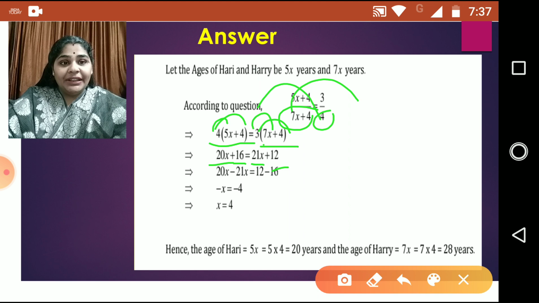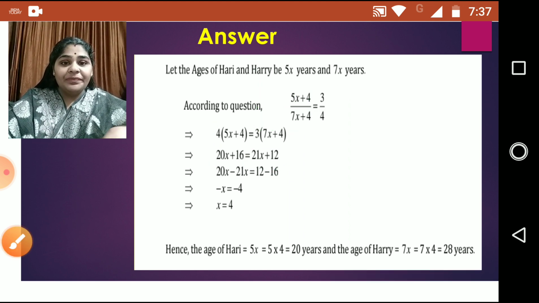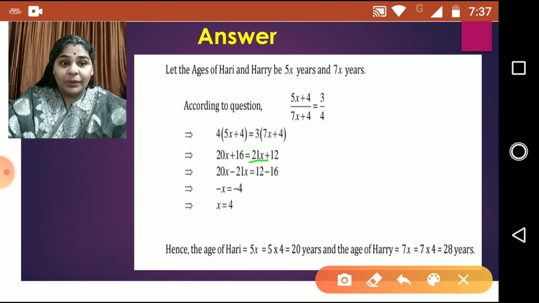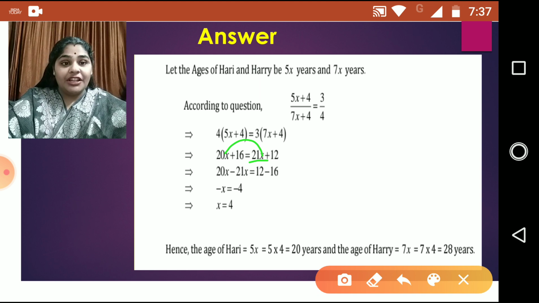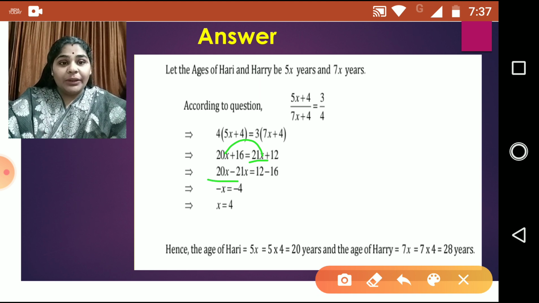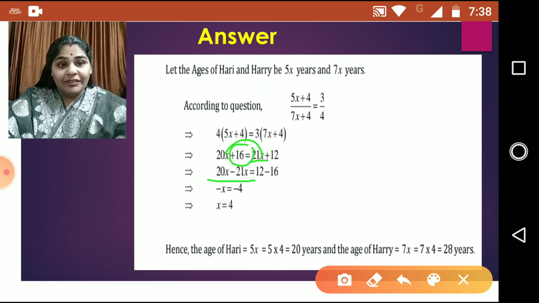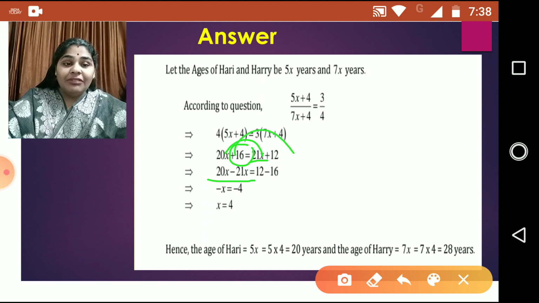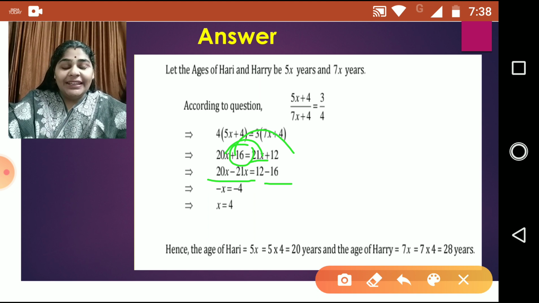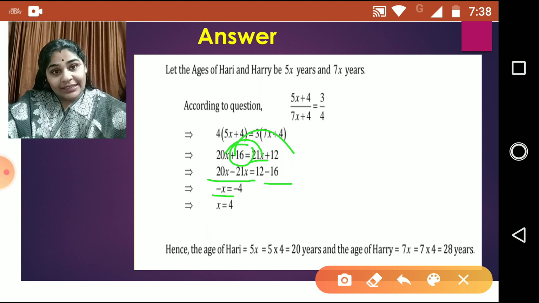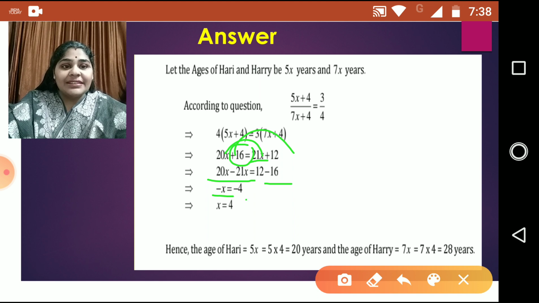So now here you can see 21x, I'll transpose it to the left hand side. It is positive, it will become negative after transposing. So in the left hand side, I'll get 20x minus 21x. As well as here constant 16, I'll transpose it to the other side. It will become minus 16, that is 12 minus 16. So now 20x minus 21x will be negative x, that is 1x we can write as x also. And 12 minus 16 will be minus 4, that is negative 4.